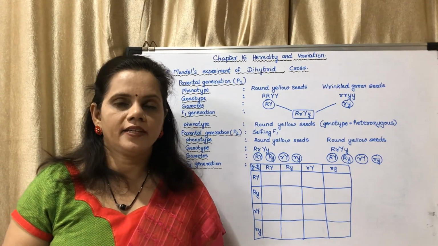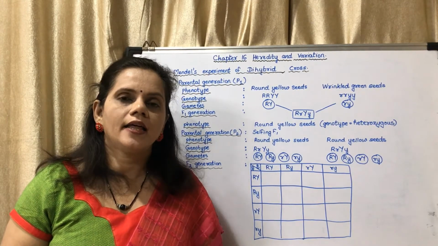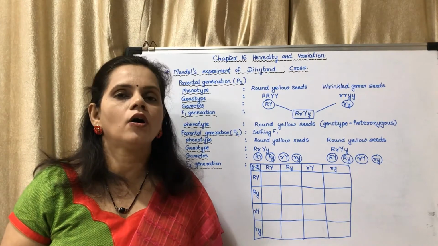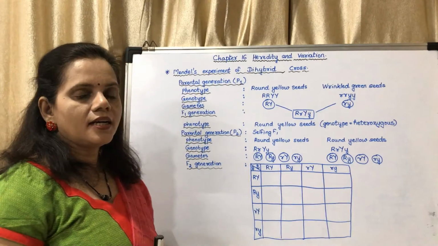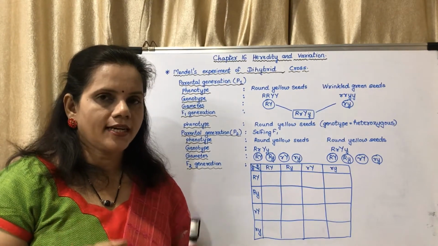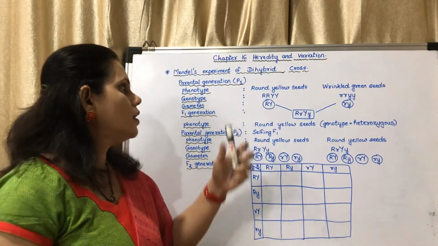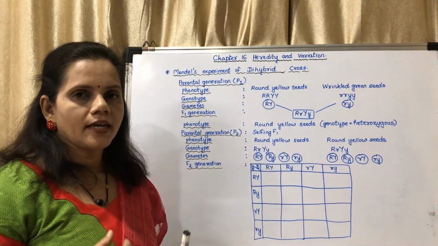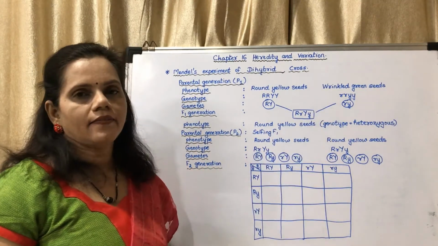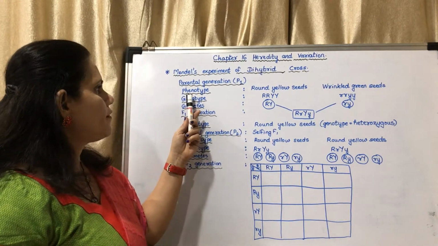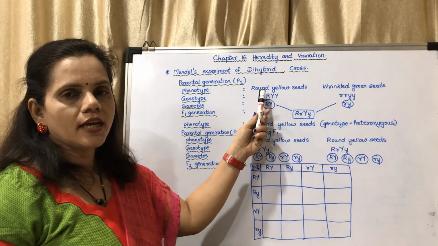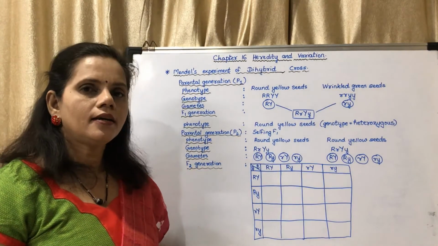Color, whether it is yellow or green, and shape, whether it is round or wrinkled. So the first generation, the parental generation, which he took for study, he took 2 plants. One was having round yellow seeds, the other was having wrinkled green seeds. What were their phenotypes? The phenotypes were round yellow and wrinkled green.